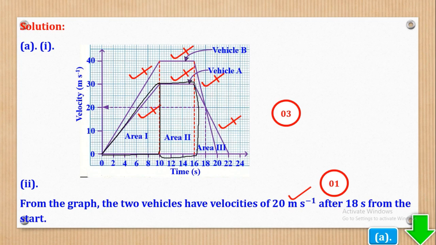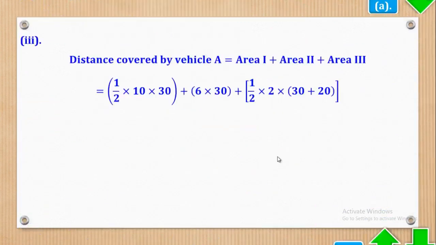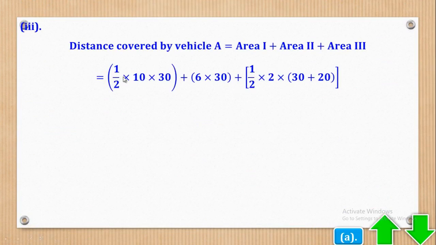The next is this one, which is the trapezium. Realize it, if you look at it from here to here, then this and that, so that is a trapezium with height as 2, then A is 20, B is 30. So that is where this is coming from: area of a triangle, area of a rectangle, area of a trapezium. So in the end, we shall come up with the distance as 380 meters.